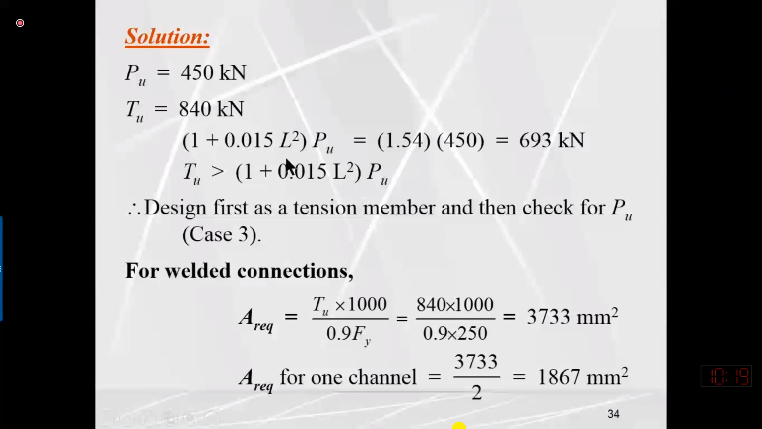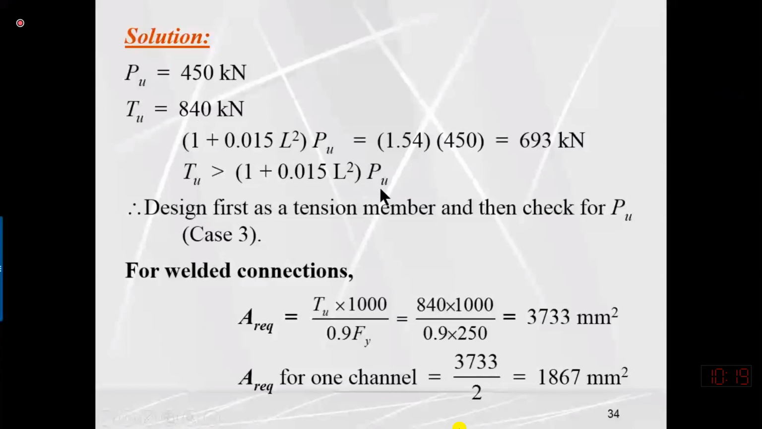If we compute this parameter, PU is 450, so the equivalent compressive load is 693. But the factored tensile load is 840. It means that the right hand side, which is 693, is less than TU. So TU is larger, and case 3 is satisfied. We will design this member as a tension member, but later on we need to check the capacity in compression also.